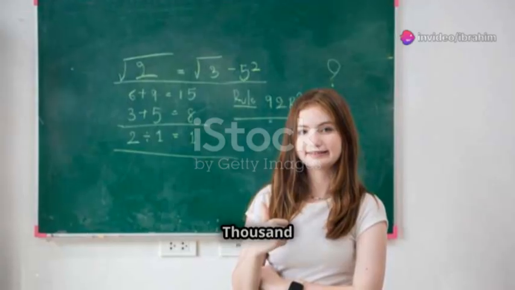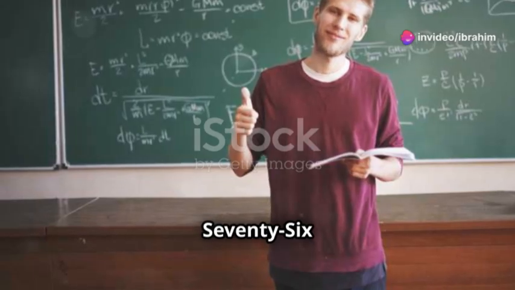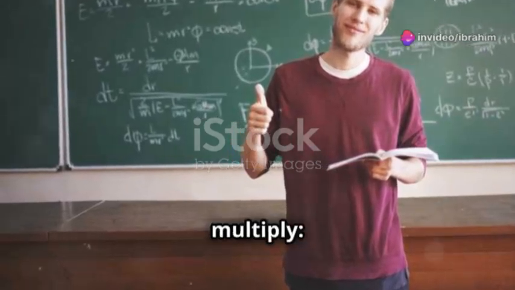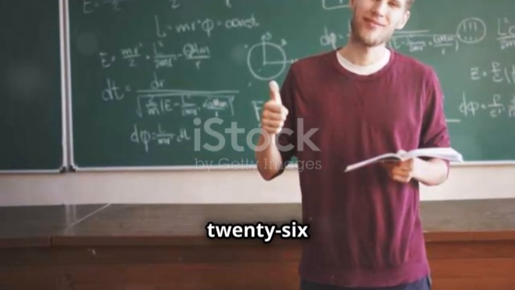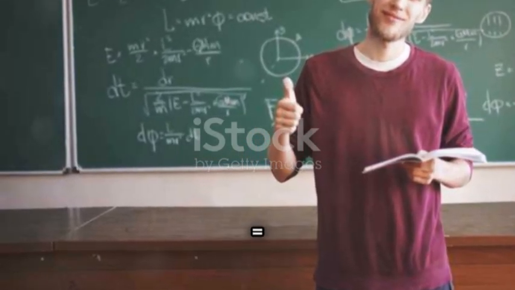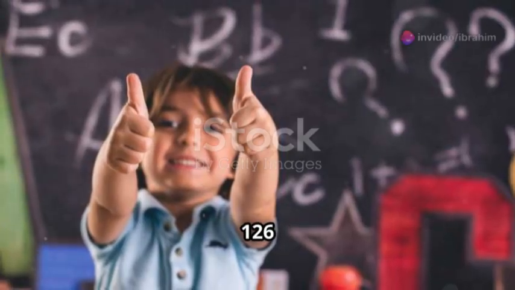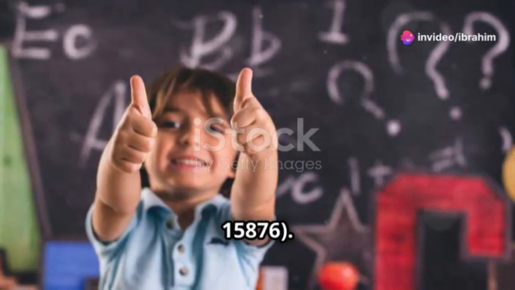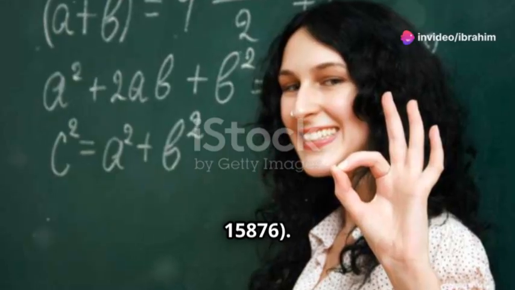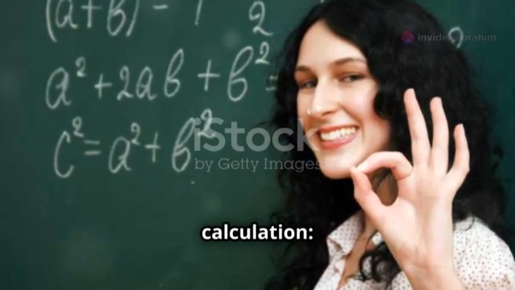126 times 126 equals 15,876. Now we multiply. 126 times 126 equals 15,876. Let's confirm the calculation.